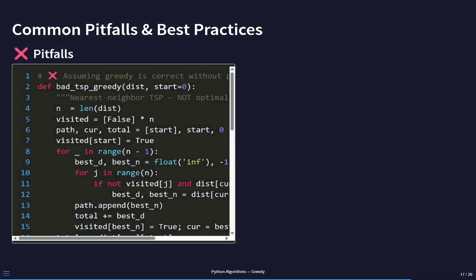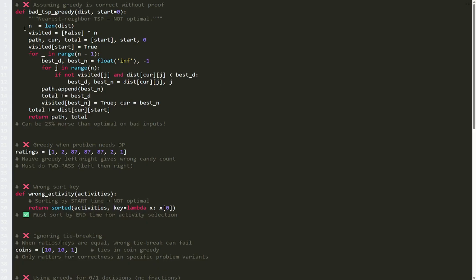Click. Never assume greedy is correct without proof. The nearest neighbor TSP, always visit the closest unvisited city, can be 25% worse than optimal on pathological inputs. Just because it feels right doesn't make it correct. Always sketch the exchange argument, or greedy stays ahead proof, first.